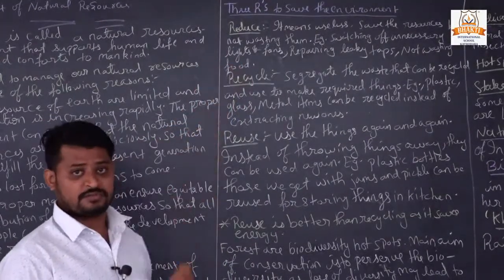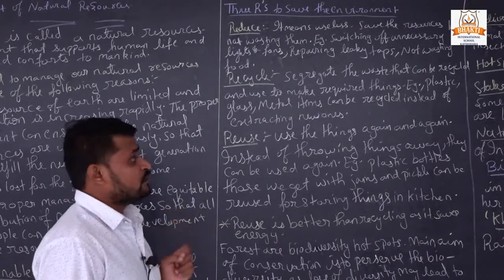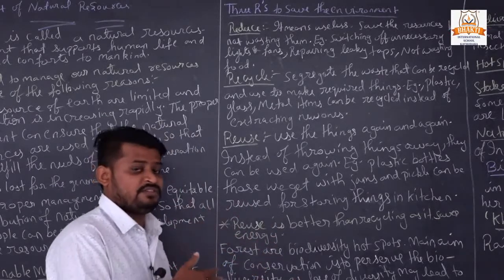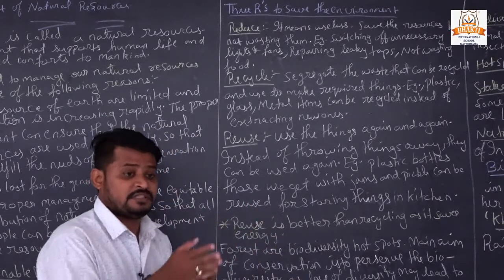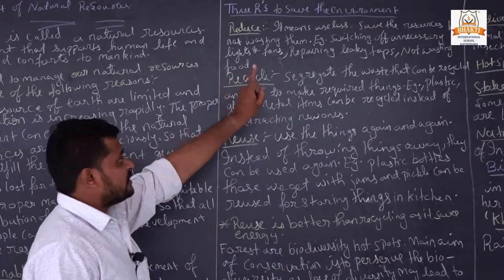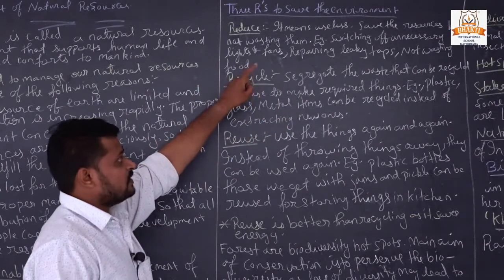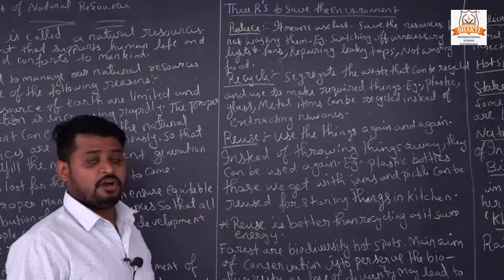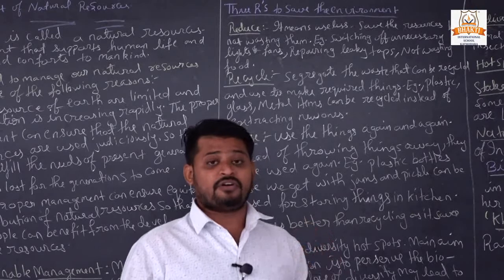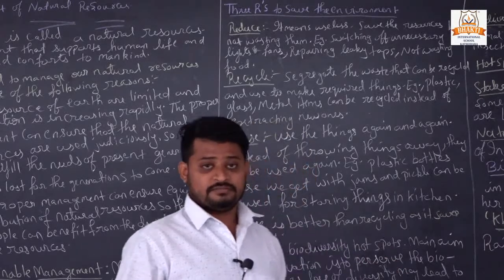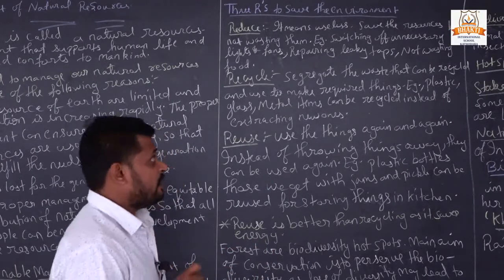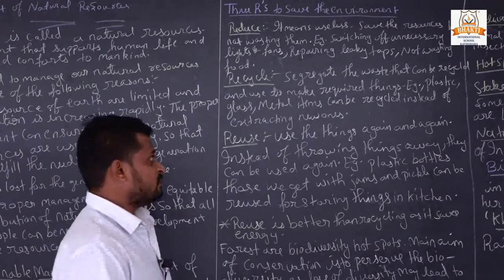First R means reduce. It means use less. We have to use all the resources very sparingly. If we use less, then it will be preserved for a long time. That is called reduce. Save the resources by not wasting them. For example, in our home we switch on the fan, then we forget to switch it off. Whole day it will be running, so the energy will be wasted.